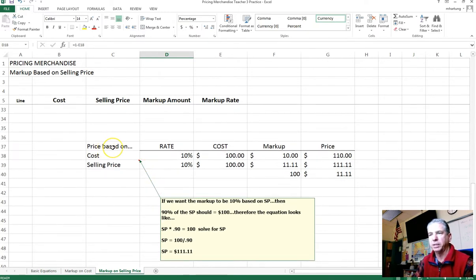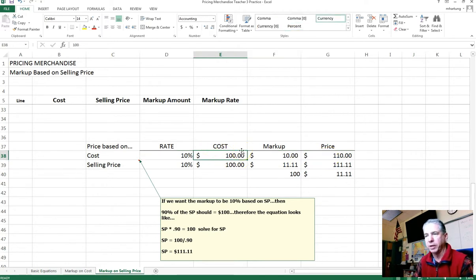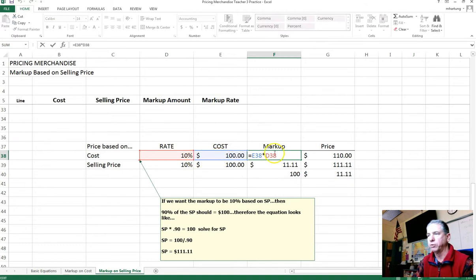So here we are, we'll do a comparison too. Price based on cost from the previous lesson, price based on selling price. So here's what we did in the previous video, was all based on cost. And so I've used $100 to make our calculations simple, easy to understand. So if our cost is $100 and we want to mark it up at 10% based on cost, it's simply going to be 10% of 100, which would be $10. 10% times 100. And then we simply came over here and added that amount to our cost. 100 plus $10 equals 110.